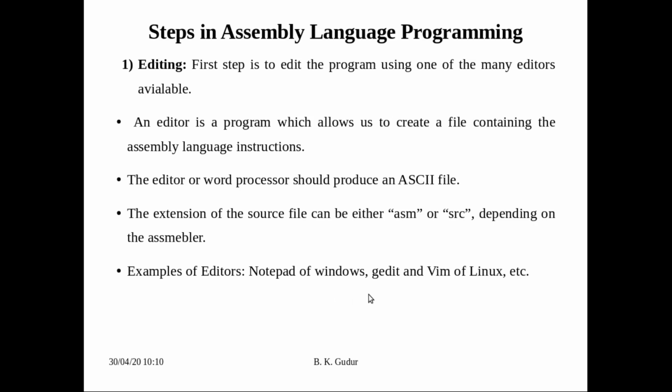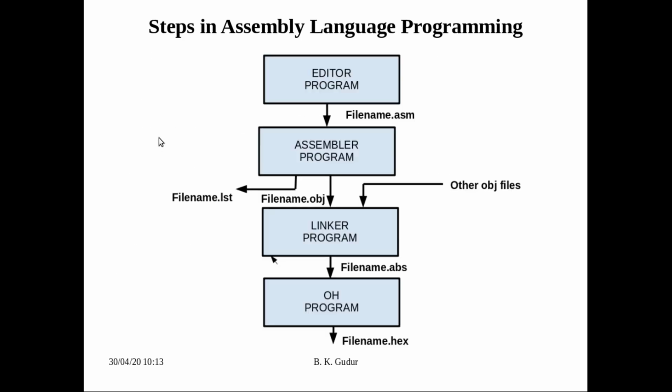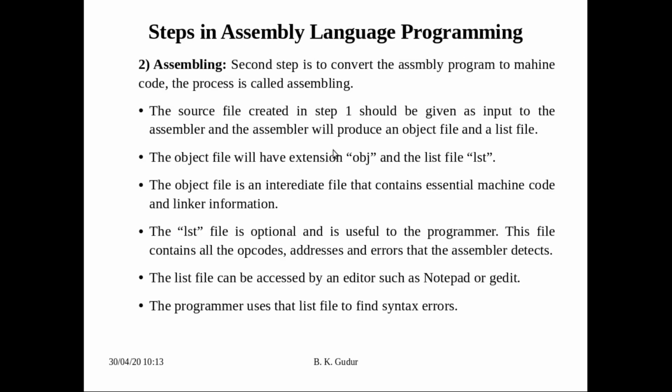So we can use any of the editors, but one thing is those editors should be able to produce the ASCII file. The second step is assembling. The second step is to convert the assembly language program to machine code, and the process is called assembling. Here the source file created in step 1 should be given as input to the assembler. So as I have shown here, whatever source file is produced by the editor should be given as an input to the assembler program.